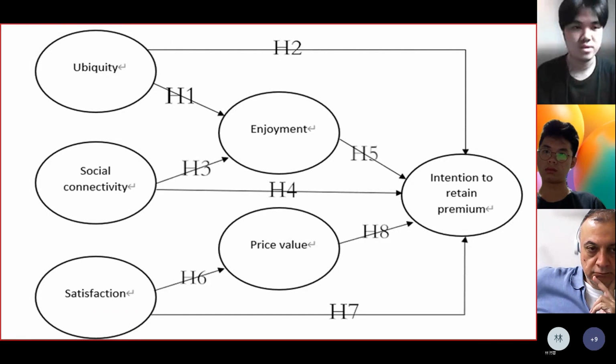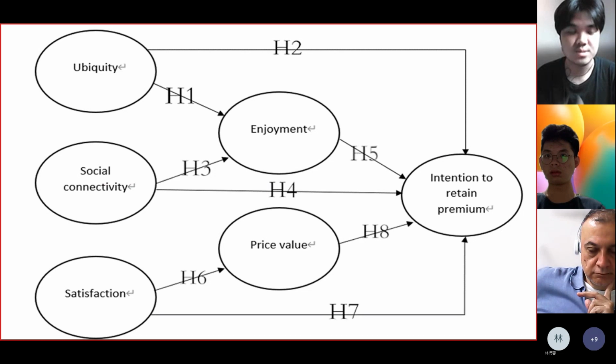So this is our hypothesis for this research. The first and the second are that ubiquity and social connectivity have an influence on enjoyment, and enjoyment has a direct influence on people's intention to retain their premium subscription. Ubiquity and social connectivity also have a direct influence on people's intention to retain their premium subscription. The next one is that satisfaction influences price value, and price value has a direct influence on people's intention to retain their premium subscription. And the last one is that satisfaction may also have a direct influence on people's intention to retain their premium subscription.